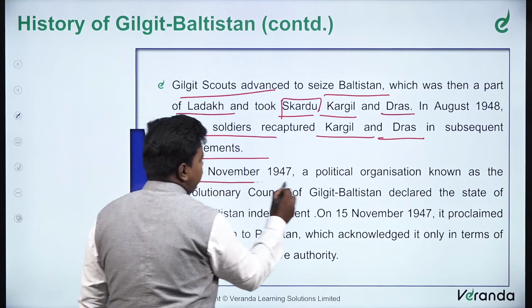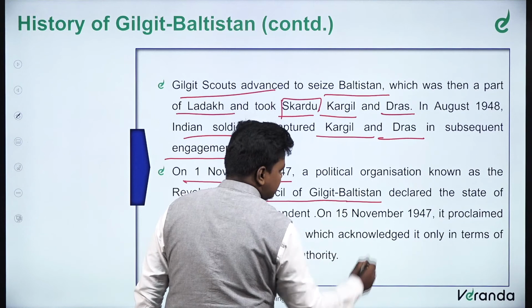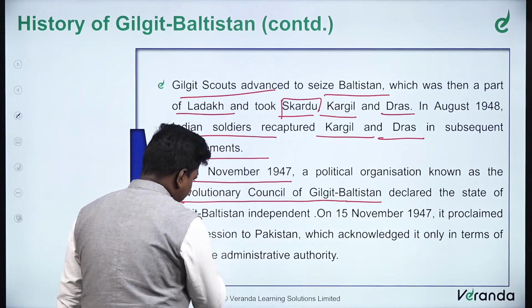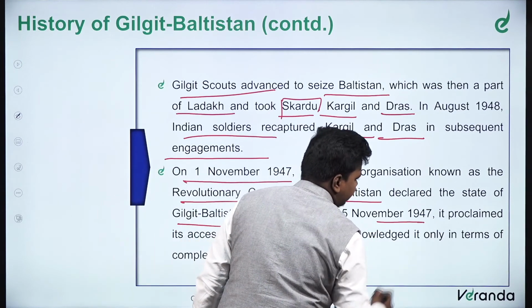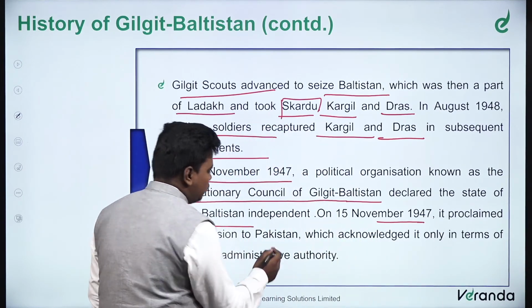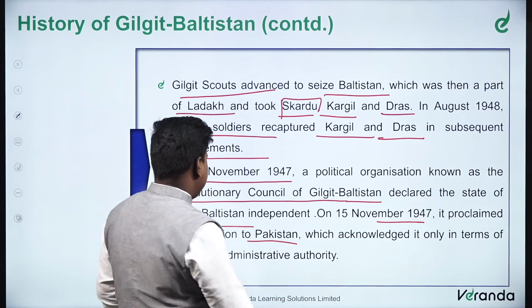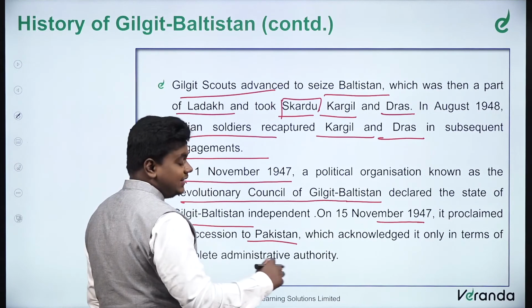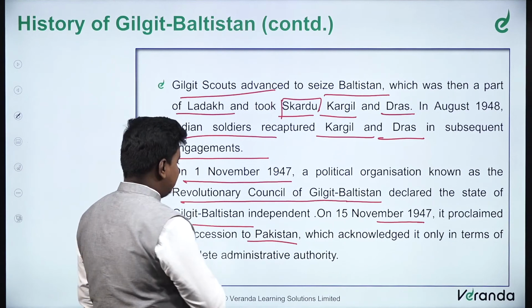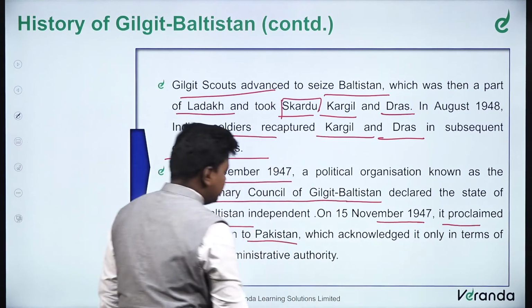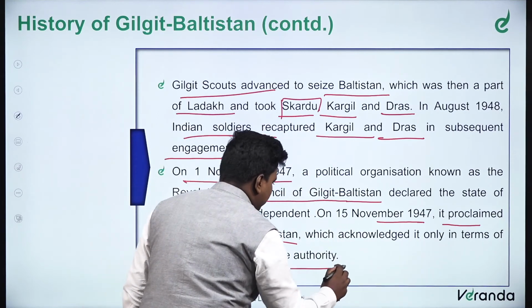On November 1, 1947, a political organization known as the Revolutionary Council of Gilgit-Baltistan declared the state of Gilgit-Baltistan independent. On 15th November 1947, it proclaimed its accession to Pakistan. So initially it declared independence for itself as a separate state. But following it, it proclaimed its accession to Pakistan, which acknowledged it only in terms of complete administrative authority.